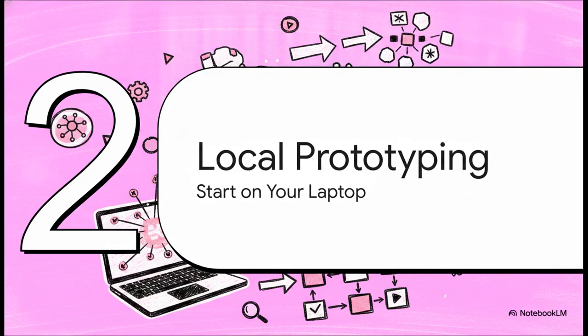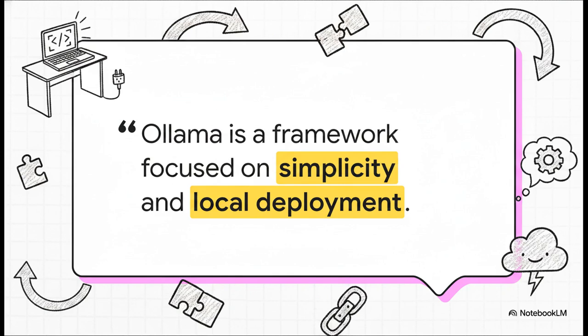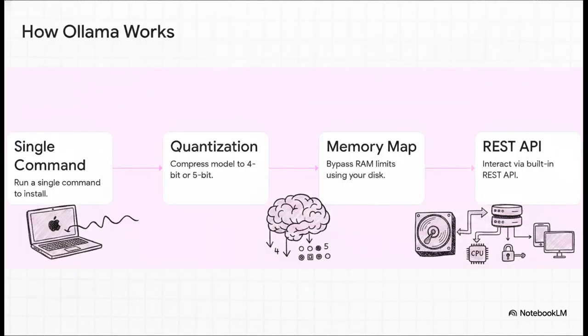Which brings us to Section 2, local prototyping. When you're just kicking off your developer journey right on your laptop, a framework called Llama is basically your best friend. It totally abstracts away all the deployment complexity and is built entirely around making things simple. It's actually super clever how it works. Llama uses techniques like quantization and memory mapping to somehow fit these massive models onto consumer hardware, like a standard MacBook. You literally just run a single install command.